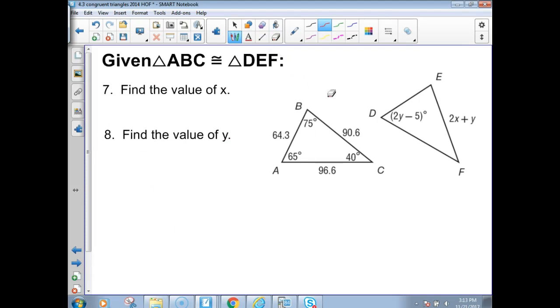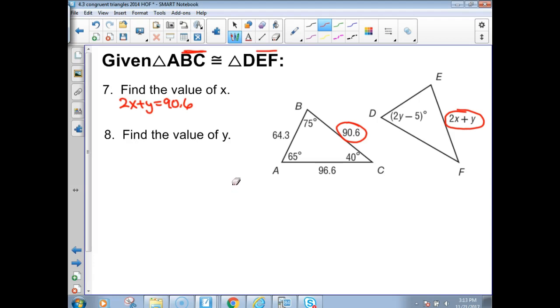Well, if I'm going to find x, I go over to find where an x is in the problem. I see 2x plus y. I see a congruent statement, and that's on EF. Okay, segment EF corresponds to what segment on the other triangle? So you can use the statement up here. It'd be BC. So I go find, oh, there's the BC. All right, so these correspond, which means that 2x plus y equals 90.6. How am I going to solve that?